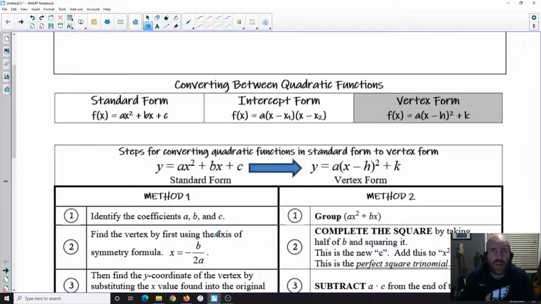I'm probably going to end up making another video, at least two examples using method 1. So you can do method 1 if you choose. It's just a little lengthy, that's why I don't really like it. Some people do. Completing the square is by far my favorite, and we use it in other things in the class in Algebra 2, so we're going to take a look at that.